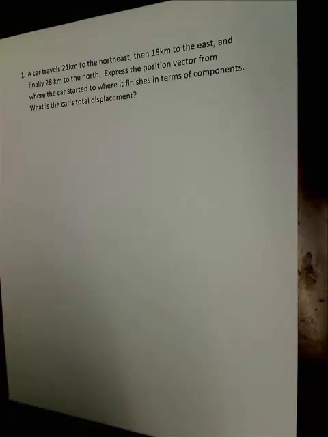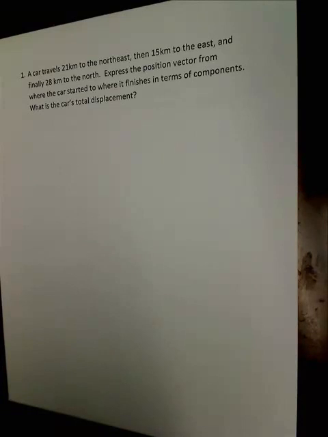So the first problem says, a car travels 21 kilometers to the northeast, then 15 kilometers to the east, and finally 28 kilometers to the north. Express the position vector from where the car started to where it finishes in terms of components. What is the car's total displacement?